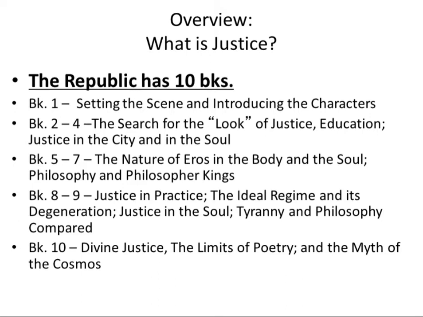In Books 5 through 7, Socrates speaks of the nature of eros in the body and the soul, and also speaks about the famous theory of philosophy and philosopher kings and their role in the Republic. In Books 8 and 9, Socrates speaks about justice in practice, the ideal regime and its degenerations, and also speaks about justice in the soul, and compares tyranny and philosophy. In the final book, Book 10 of the Republic, Plato, through Socrates, speaks about divine justice, the limits of poetry, and the myth of the cosmos.